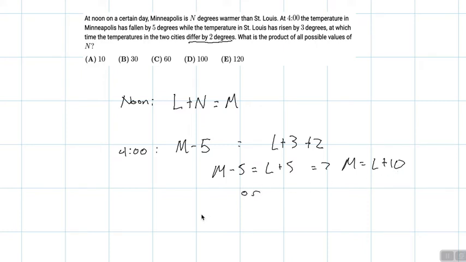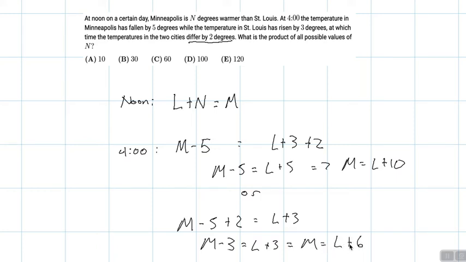Or it's the case that the temperature in St. Louis is 2 degrees warmer than the temperature in Minneapolis. So in that case, we add 2 here, and that is equal to L plus 3. So here we have m minus 3 is equal to L plus 3. So we have m is equal to L plus 6. Remember, these are the temperatures at noon.